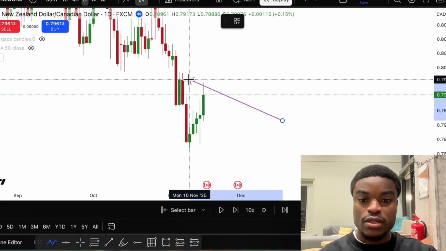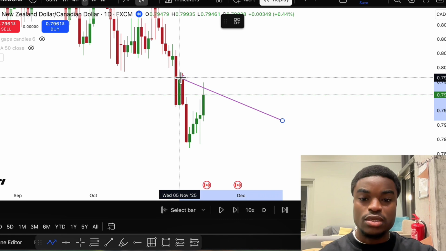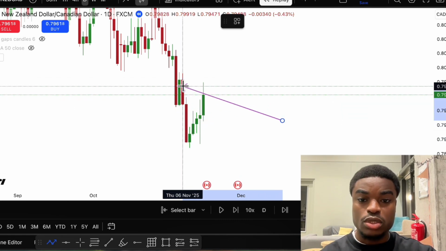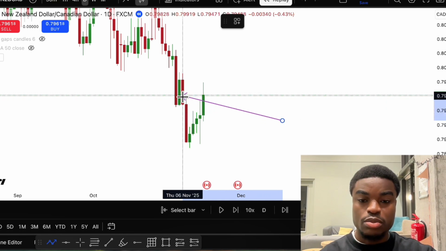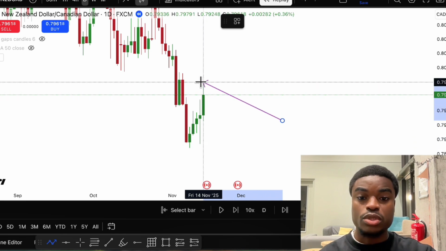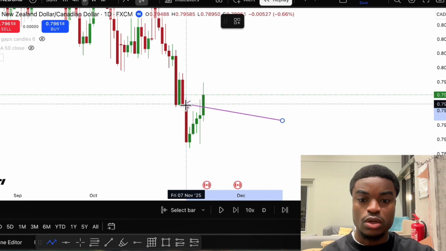First, we want to identify our impulse. As you guys can clearly see, this is going to be our impulse. The rule to the impulse: it should all be one color. You can clearly see this impulse right here is all red candles, followed by a retracement, and the retracement also needs to be all one color.